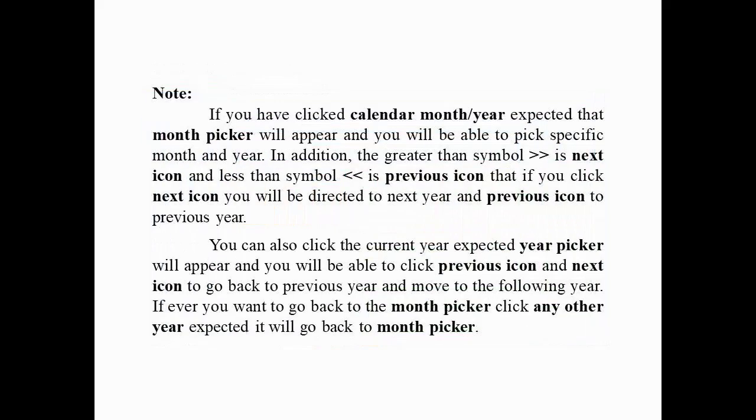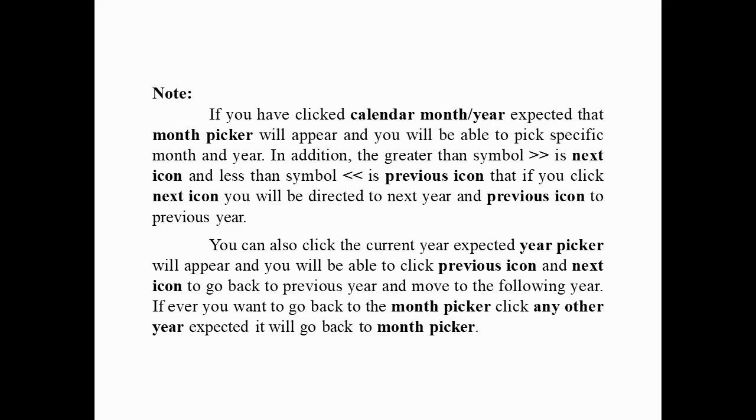Take note, if you have clicked calendar month per year, expected that month picker will appear and you will be able to pick specific month and year. In addition, the greater than symbol is next icon, and less than symbol is previous icon. If you click next icon, you will be directed to next year and previous icon to previous year.